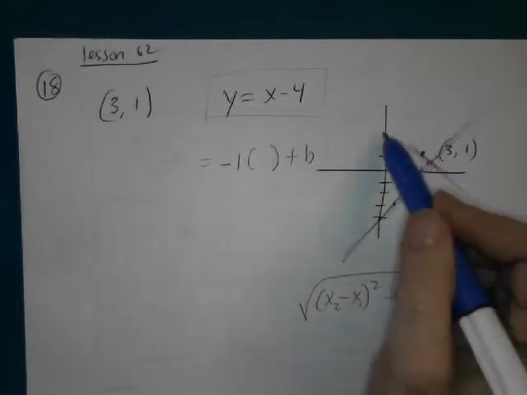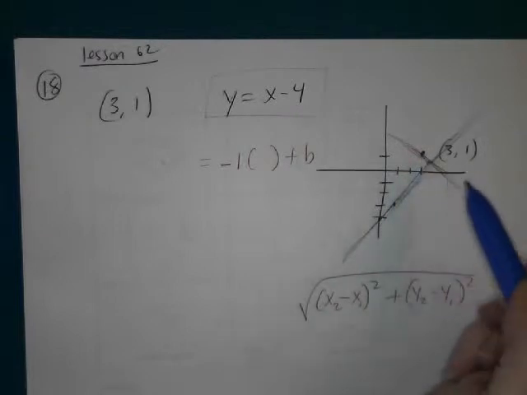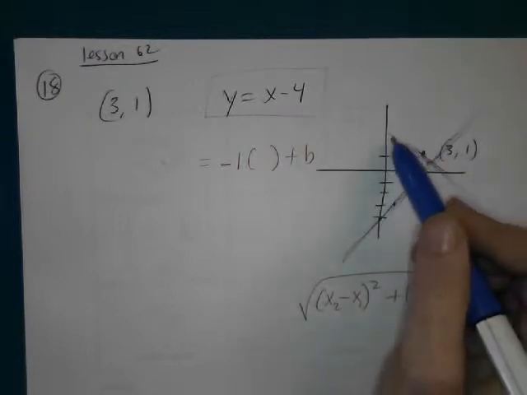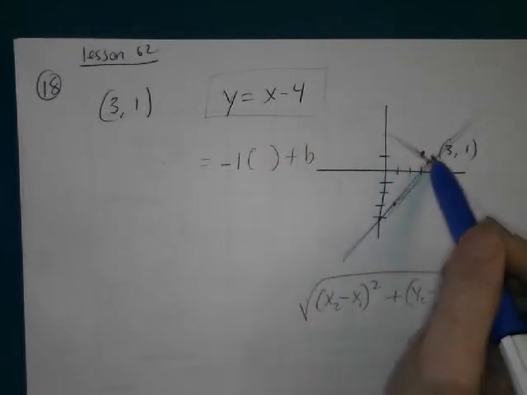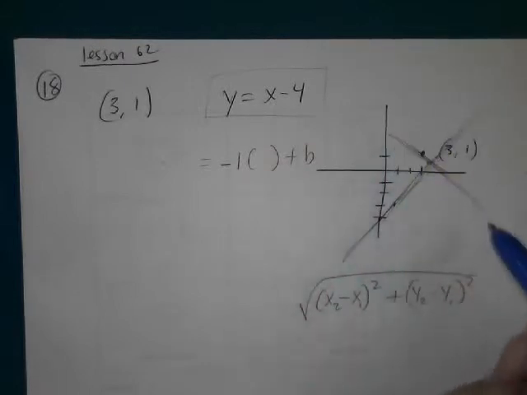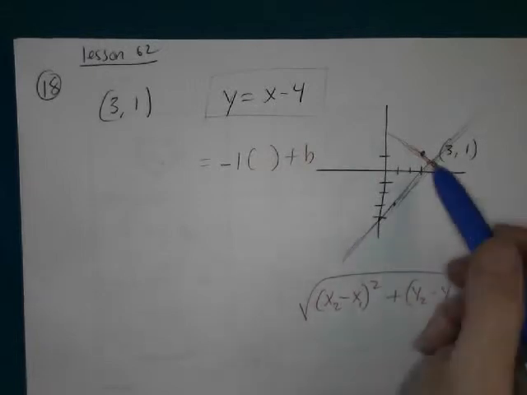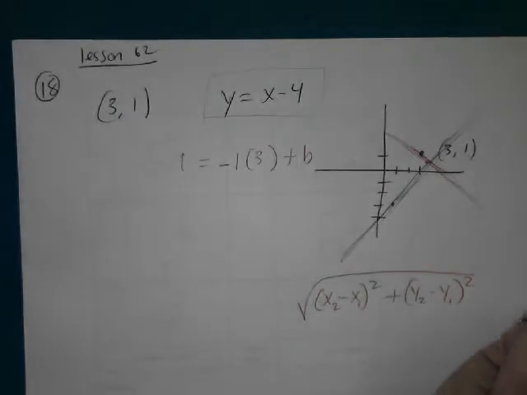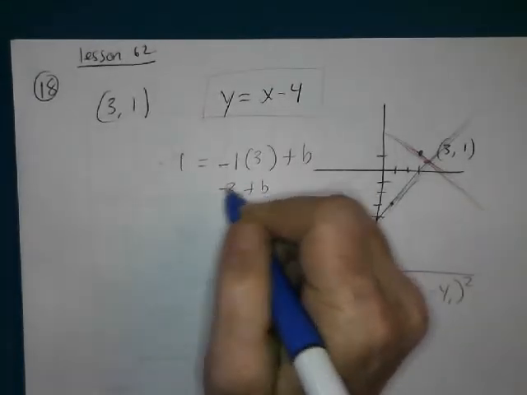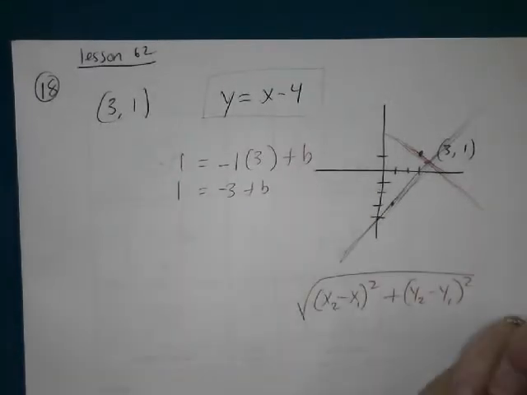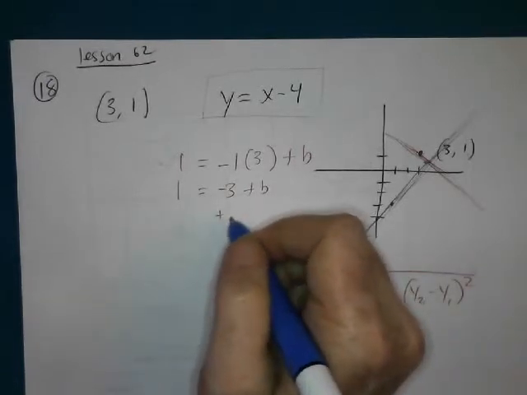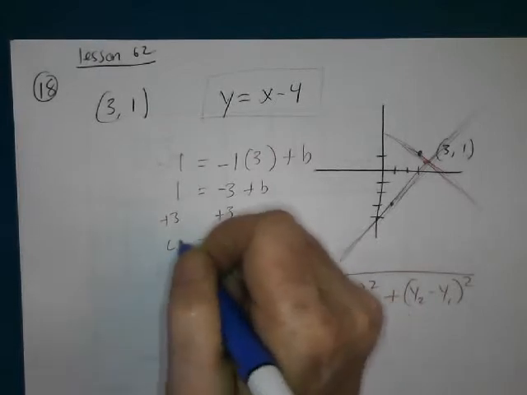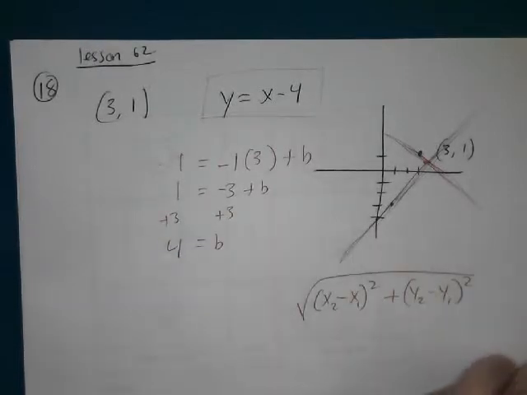So do I have a point on that line so I can somehow figure this thing out? Yes, I do. Isn't this point on the red line, this black point right here? That's 3, 1. It's hard for you to see, but it is. So I can put 3 and 1 like that, and that gives me -3 plus b equals 1, and I can figure out what b is. B looks like it's going to be 4, so +4.